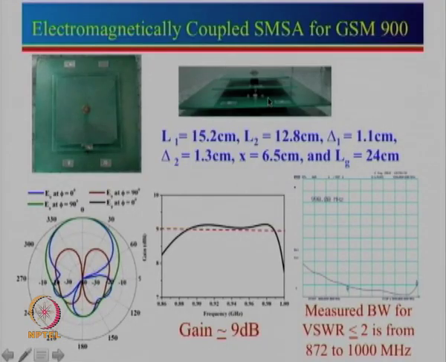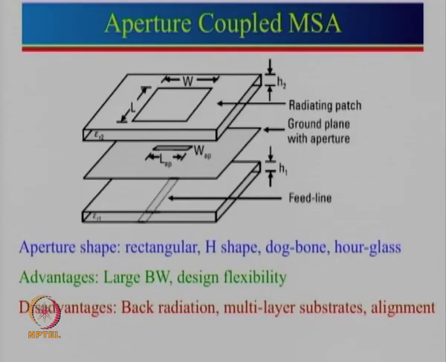Now, a similar thing can be done. I just showed examples of square patches, but you can use a circular patch, a circular ground plane and other shapes, depending upon the space or the place where we need to install these antennas. Now, we will look at another configuration, which is an aperture coupled microstrip antenna. So, let us see what it really is.